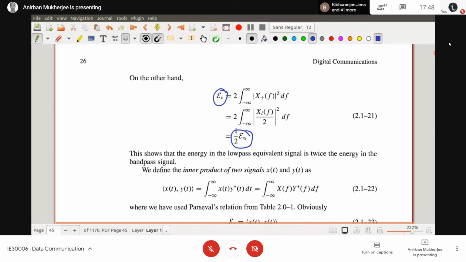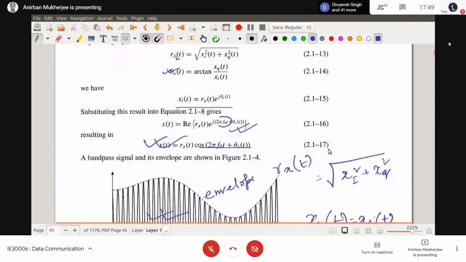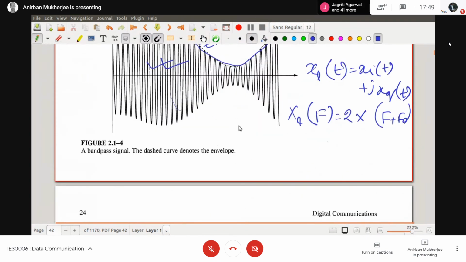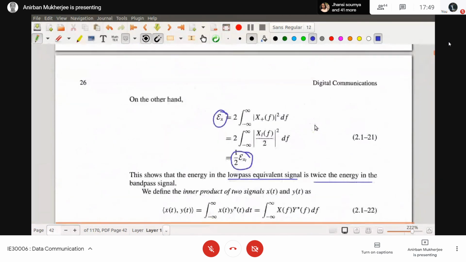Okay, that means the energy in the low pass equivalent signal, E x_l, is 2 into E x. So this low pass signal, this low pass envelope, this one contains double the energy of the original signal x(t) of original high frequency. This is important.